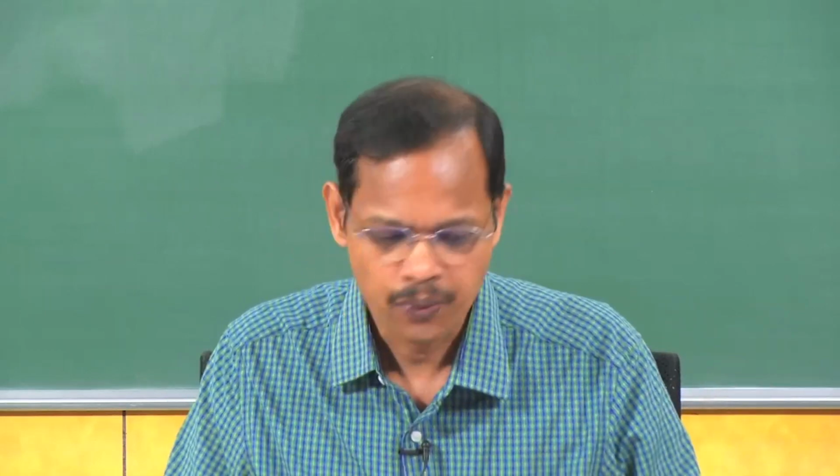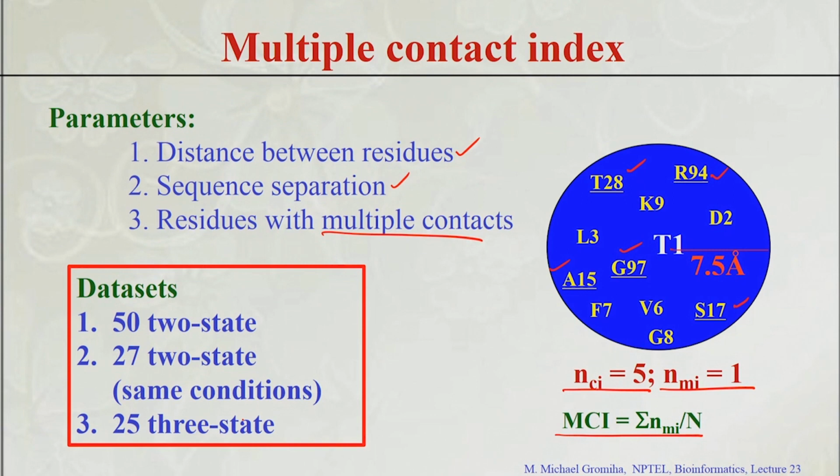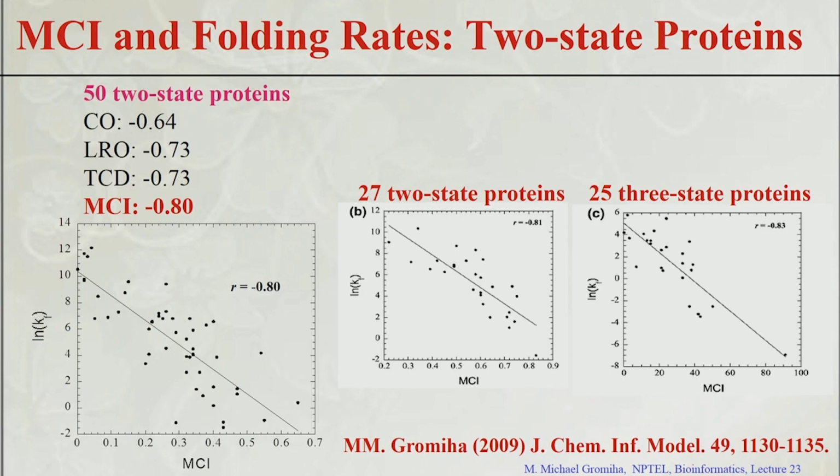the contact order. Here we have different data sets, 2 state proteins and 3 state proteins. So, these are data. You can see this is 2 state proteins, 50 proteins, contact order is 0.6, long range order is 0.73, this TCD is total contact distance, that is the multiplication of CO and LRO. So, here it is also 0.73, and MCI is 0.8. This information will enhance the correlation between the MCI and the folding rates.